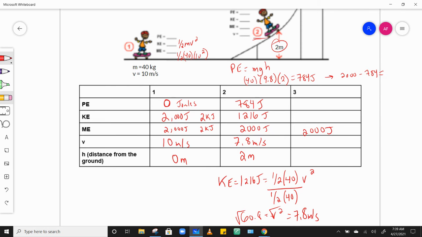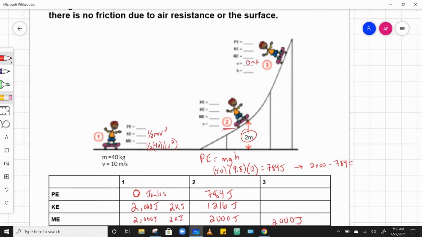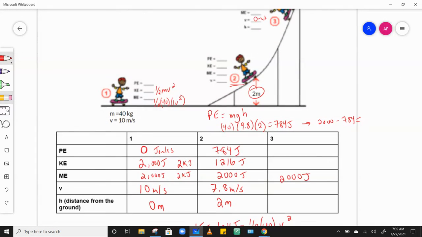Next, we know that at this point, number 3, the velocity is 0 meters per second. That's the highest point, which is what I'm asking you to find. So that means that the kinetic energy is 0, because we don't have any velocity. If this is 0, then this must be 2,000, because these two have to add up to give you 2,000.